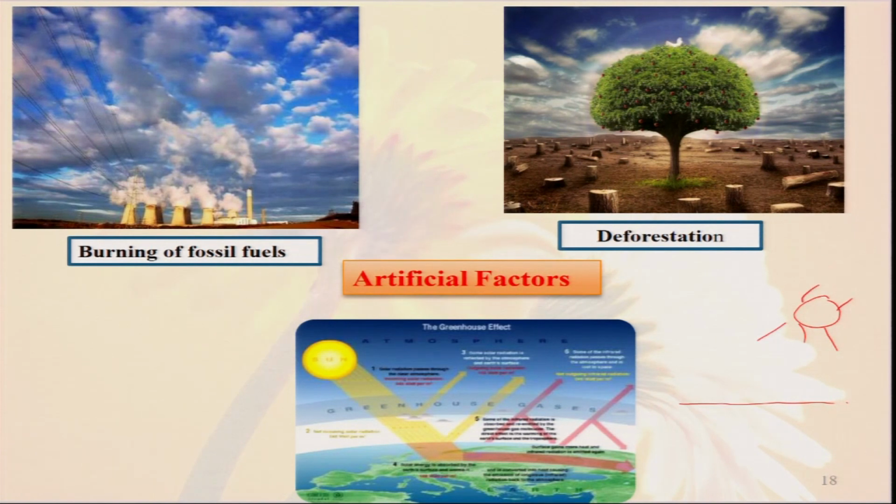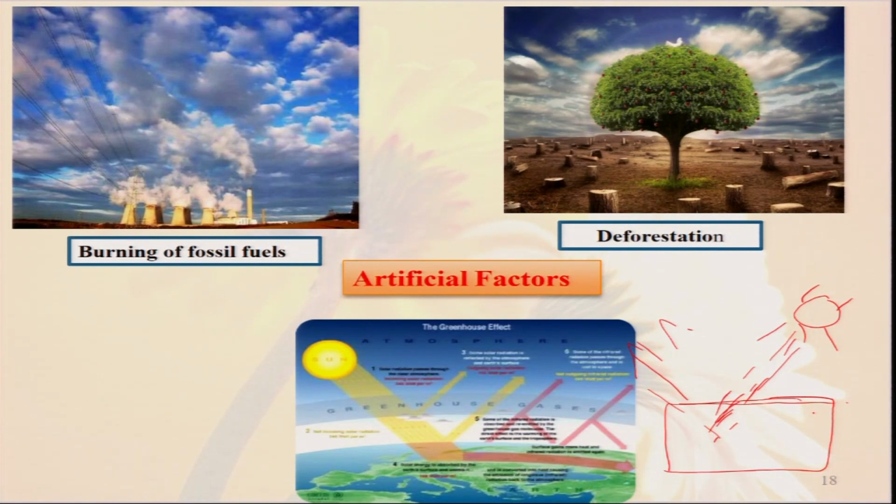So if we see, the short wave radiation is coming. This is the short wave radiation, and some part of the radiation goes back to the atmosphere. Whatever glass is there, it allows the penetration of the short wave radiation, but it does not allow the long wave radiation to go back.